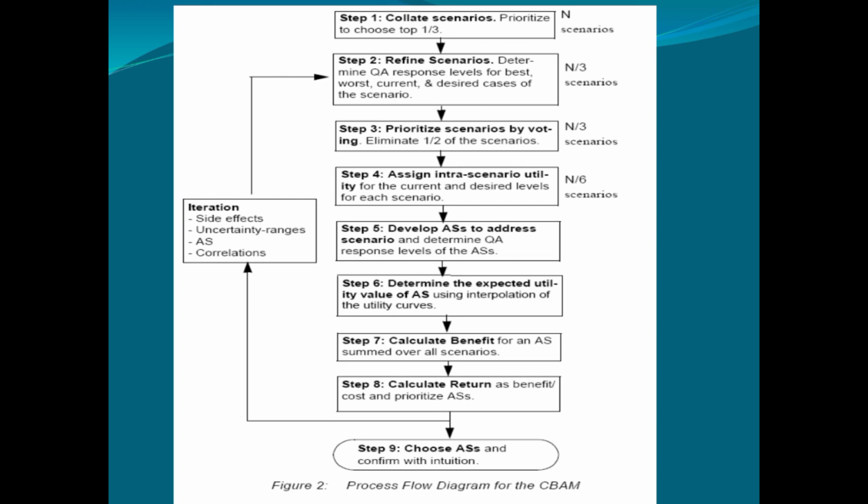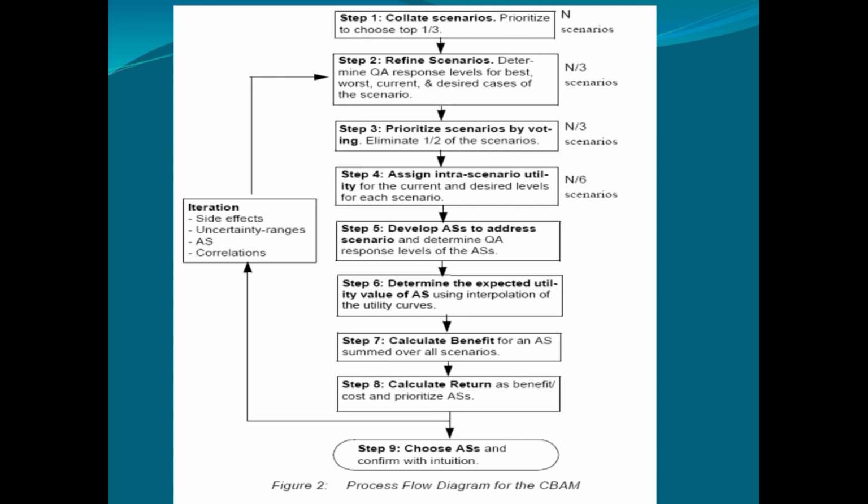In step 7, calculate the total benefits obtained from an architectural strategy. That is, calculate the benefit for an AS summed over all scenarios. That is nothing but calculating the total benefit obtained from an architectural strategy. Risks from the ATAM evaluation provide input into variations in benefits. Next, step 7: calculate benefit for an AS summed over all scenarios, that is, choose architectural strategies or calculate the total benefit obtained from an architectural strategy.